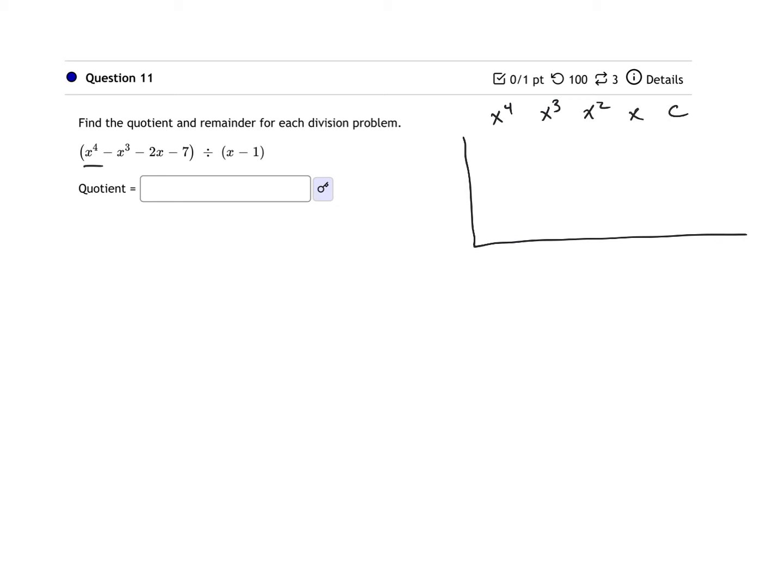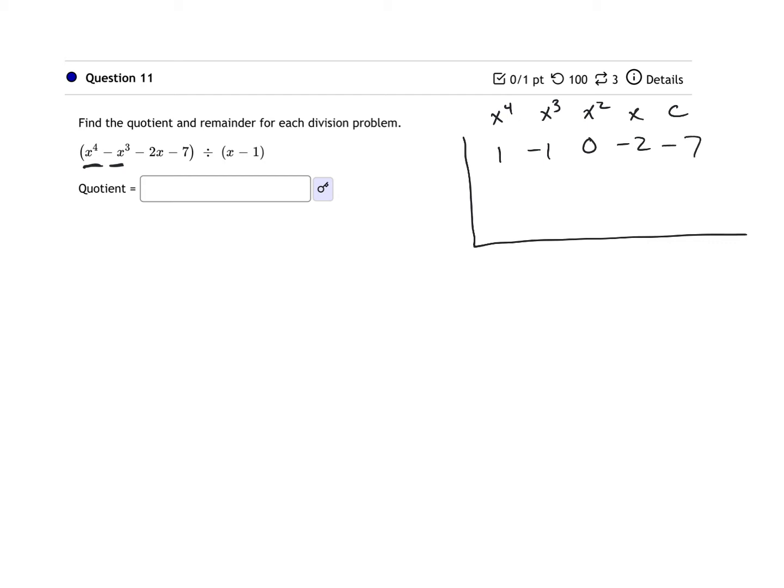So all I want to do is put in the coefficients of each one of these. The coefficient for my x to the fourth is 1. For my x cubed is -1. For my x squared is 0. For my x, it's -2. And for my constant, it's -7.